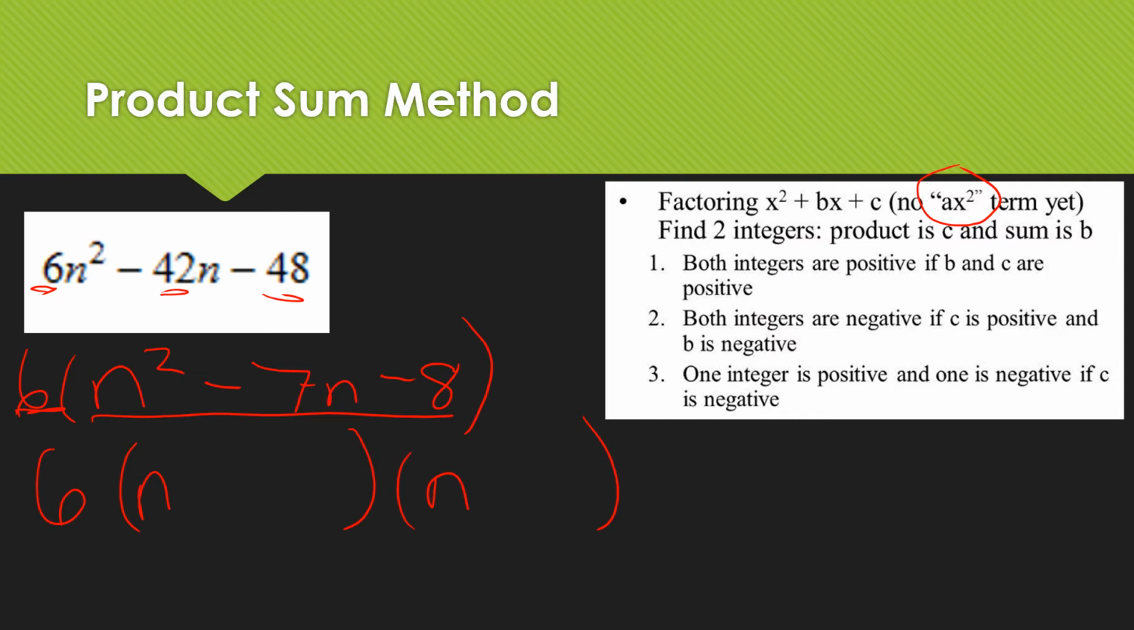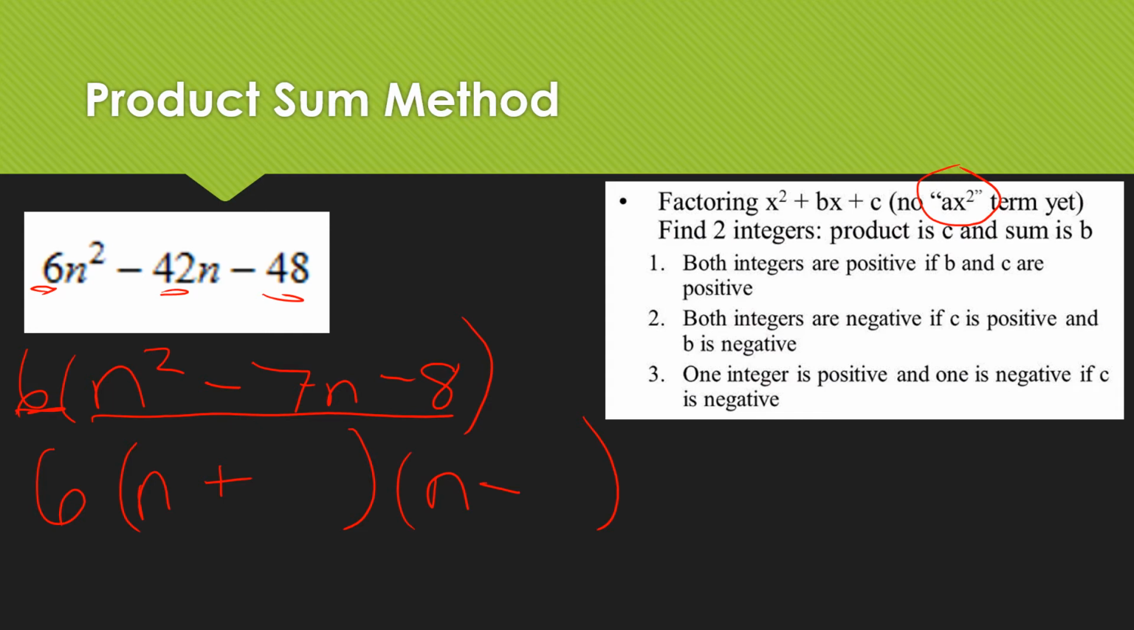And now is where 1, 2, and 3 are coming in. If both integers are positive, well, that's not the case. If both integers are negative, C is positive and B is negative. So that means we're going to have a plus and a minus. And it doesn't matter which way you put it. Okay? So now, the only other thing is you have to just pay attention to if it's negative and positive, that means that they would both be negative.